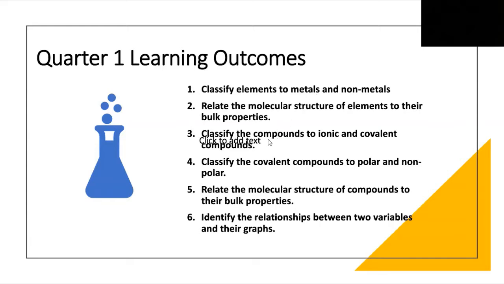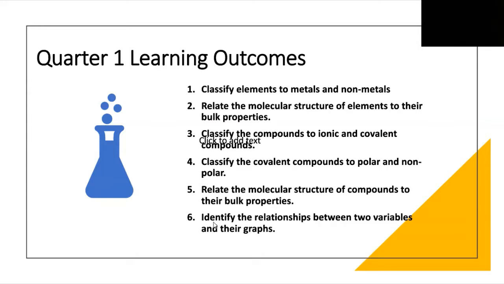And then we classify also the compounds to ionic and covalent. Then classify more the covalent into polar and non-polar, which have charges or not, will they be attracted to each other, the molecules, or not, which will differ in dissolving later. Relate the molecular structure of compounds to their bulk properties. So we have mentioned that before, okay?